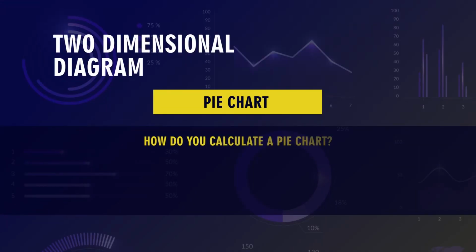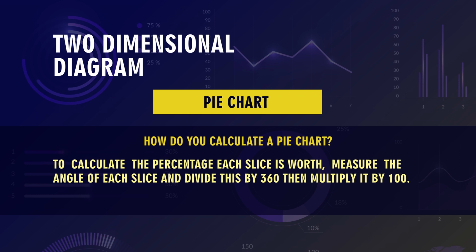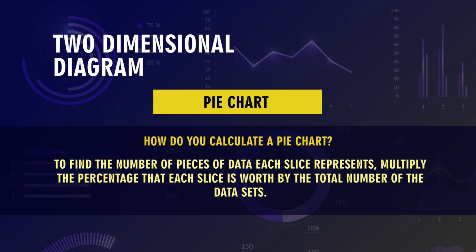Now the question is, how do you calculate a pie chart? To calculate the percentage each slice is worth, measure the angle of each slice and divide this by 360, then multiply it by 100. This is the way of calculating the pie chart. And to find the number of pieces of data each slice represents, multiply the percentage that each slice is worth by the total number of data sets.